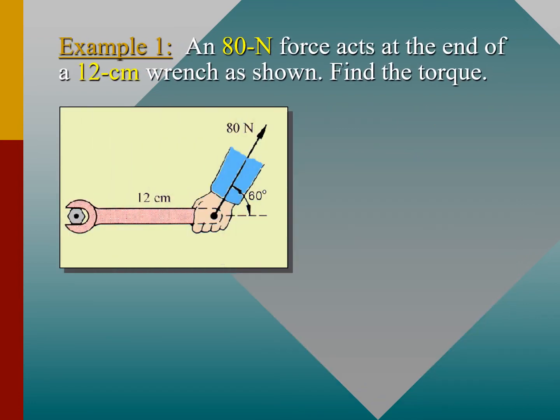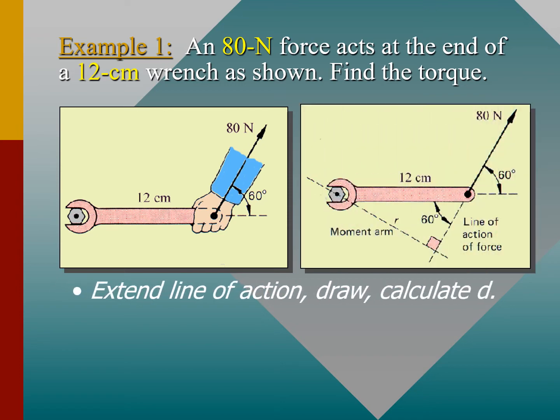Example 1, we have an 80 Newton force that acts at the end of a 12 centimeter wrench as shown. Find the torque. Extend the line of action. Okay, line of action is the line along which the force is acting. You can extend it in either direction forever, and that is called your line of action.